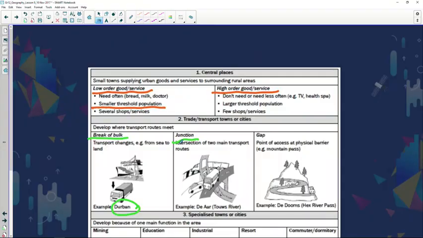Now, a junction town is usually where two main transport routes meet. A good example is where the N2 highway and the N1 meet or cross one another. And then we have a gap town. It's usually close to a mountain pass. Now, what is a mountain pass? It's basically a road that goes over a mountain. For instance, a very good example is the Hex River Pass, and we can almost say Harrismith is also a gap town because it's just as you go basically over the Drakensberg Mountains.